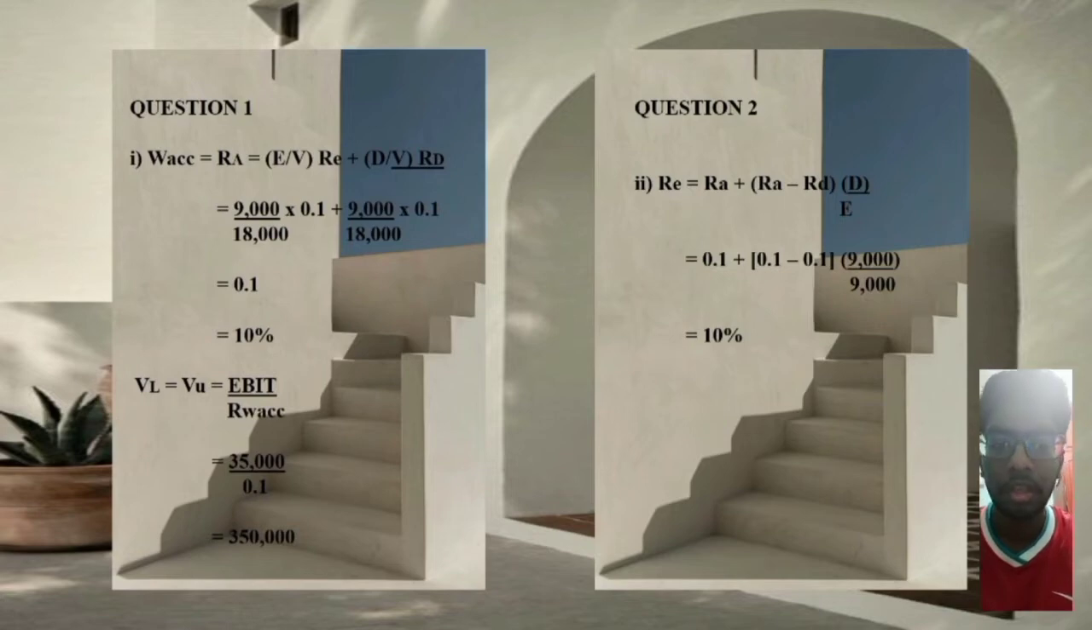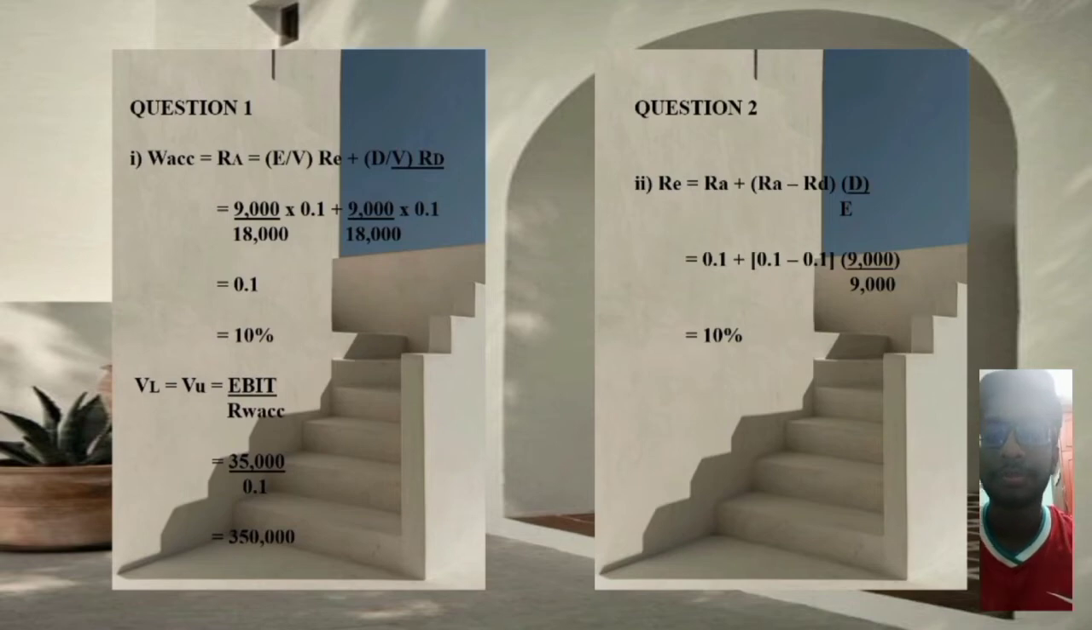equals 0.1. In percentage, 10%. VL equals VU equals EBIT divided by RA equals 35,000 divided by 0.1 equals 350,000.